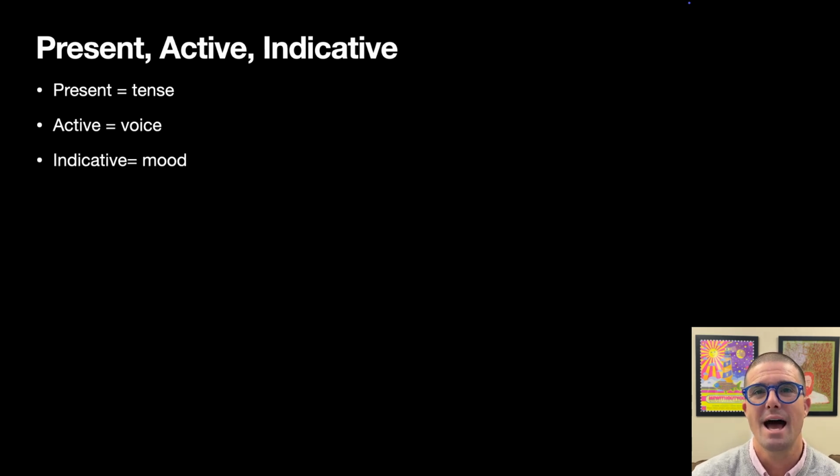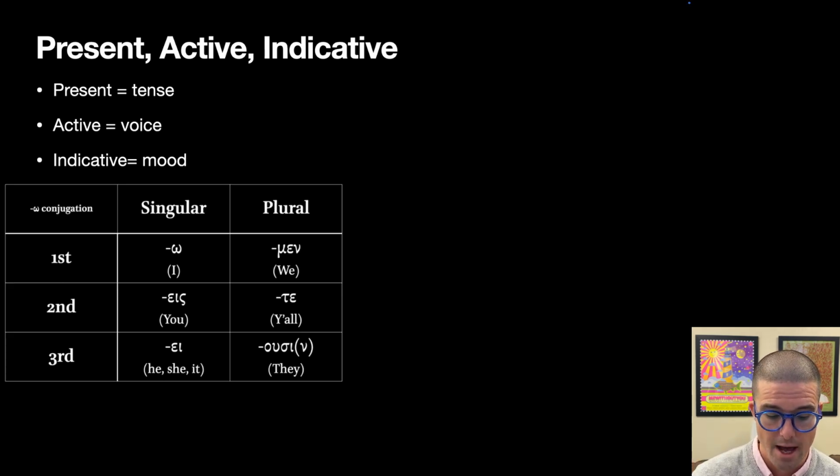And lastly, that last part there, the indicative, is the mood, how the action is viewed as real action that is happening, has happened, or will happen in future time. It's not a command, it's not possible action, it's not the pure idea of the verb. In the indicative, the action is viewed as real.